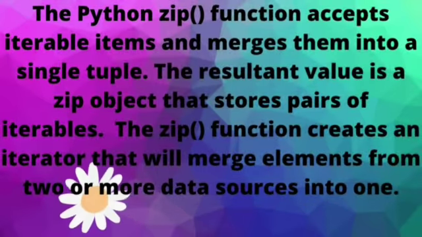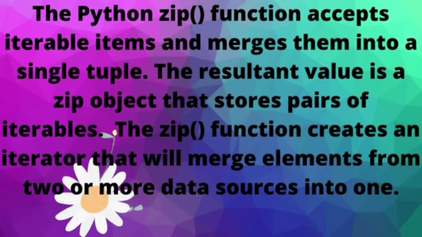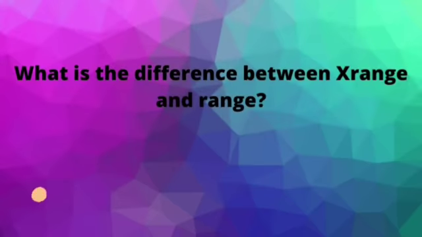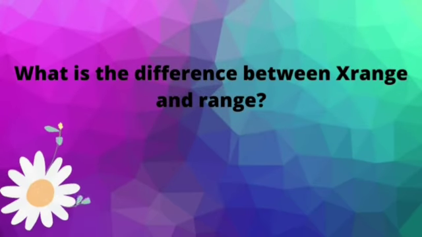The answer is the Python zip function accepts iterable items and merges them into a single tuple. The resultant value is a zip object that stores pairs of iterable. The zip function creates an iterable that will merge elements from two or more data sources into one. And next question, what is the difference between xrange and range?